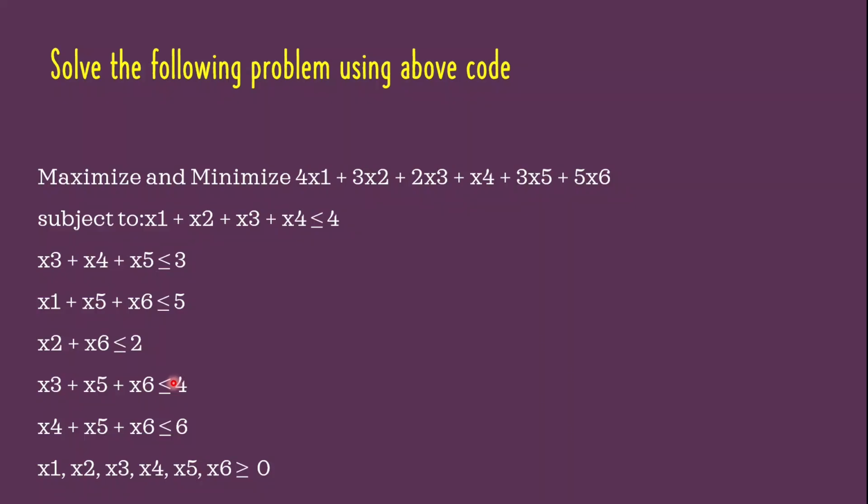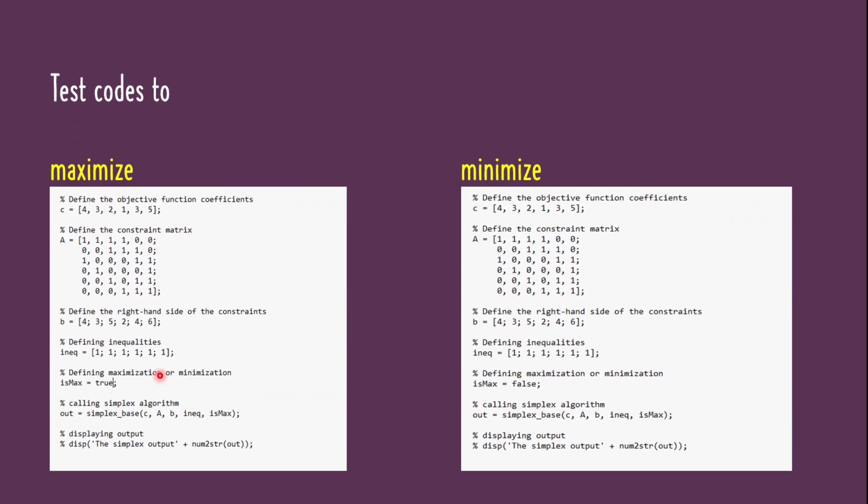Let me ask you a simple question. What will happen if we keep minus 4 instead of 4 here? If we keep minus 4, then we need to convert this minus 4 into positive by multiplying with minus 1. After multiplication, we will get the greater than inequality. To solve this greater than inequality, we need to multiply with minus 1. So this code will not be able to solve this kind of problem. This is the drawback of the simplex code written by me. The big M method is used to solve this kind of problem. This is the only drawback.